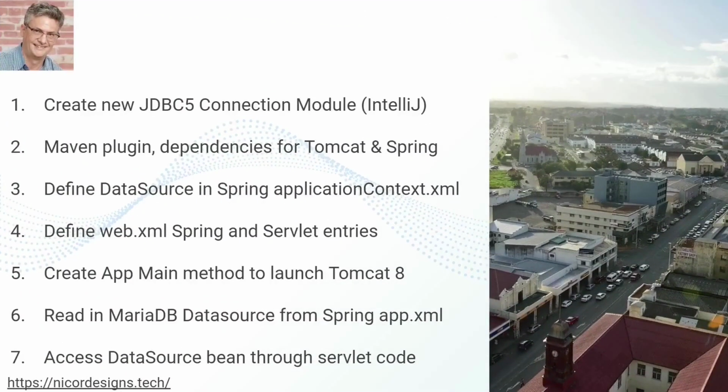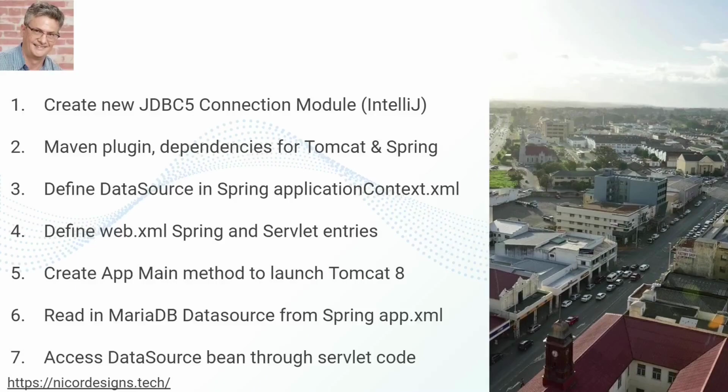These are the high-level steps we will perform in this lesson. First, we will create a new JDBC5 connection module in IntelliJ. This will, of course, be a Maven module. Next, in step 2, we add the Maven dependencies for the plugins and for Tomcat and Spring. Third, we define our data source in the Spring application context.xml file. In step 4, we define the web.xml, and inside the web.xml, we specify the Spring and Servlet entries.